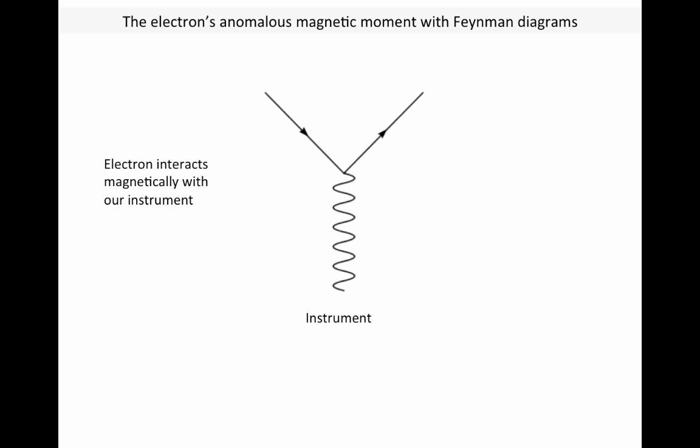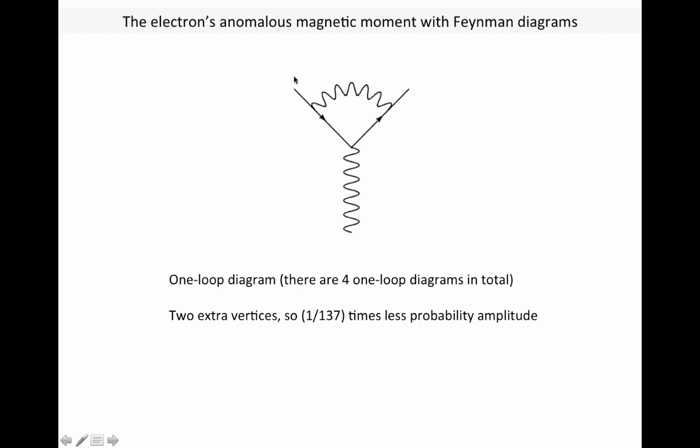Now, an electron interacting with a magnetic field is described in the simplest way by this diagram here. All right, an electron comes in, exchanges a photon with our instrument that is measuring this interaction, and continues on its way. But this is not the only way that this interaction could happen. It could be that an electron comes in, emits a photon, and then emits a second photon, and then reabsorbs the first photon.